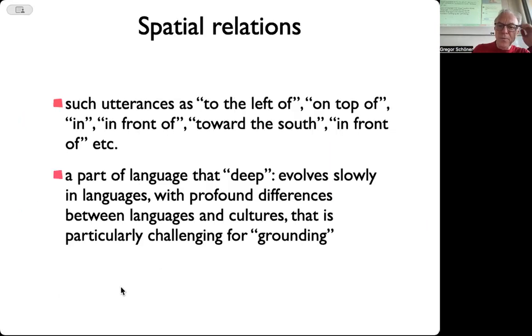Good. So yeah, let's talk a little bit about spatial language then, spatial relations. So, like the left of, on top of, in front of, toward the south, and so on. These would be terms of spatial relations. So they are, in some sense, deep. That is, they evolve slowly across different languages. There are a limited number of terms, probably about 70 to 80 terms, depending on the language. They can profoundly differ across different languages and cultures, and there's some subtle differences between them. So that's why we thought that was a very good entry point.